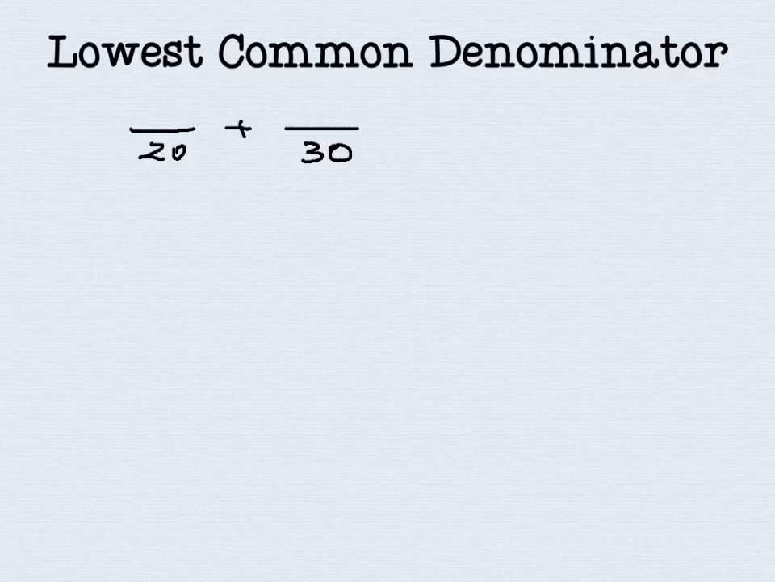I'm going to show you two methods for finding the lowest common denominator. Hopefully you find one that works for you. You probably can even tell the answer to this question before we start. The lowest common denominator of 20 and 30.